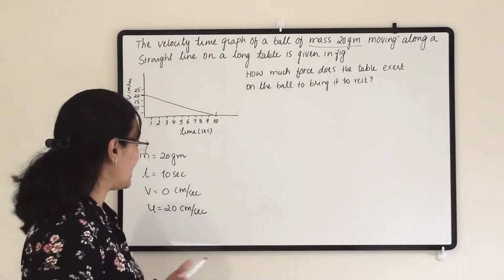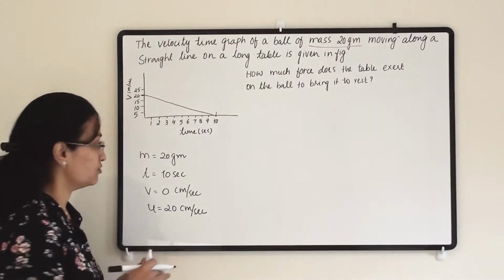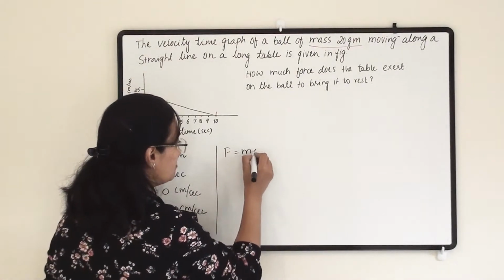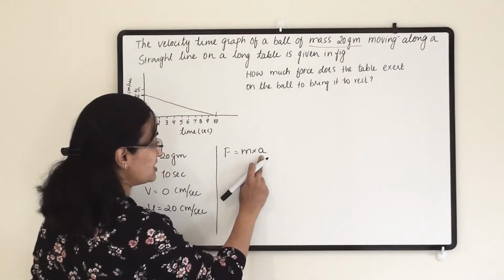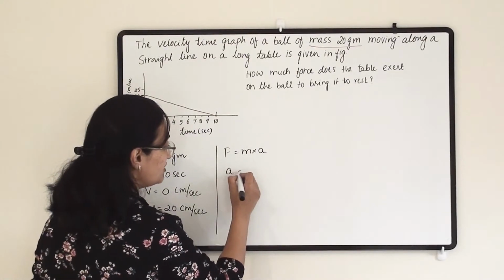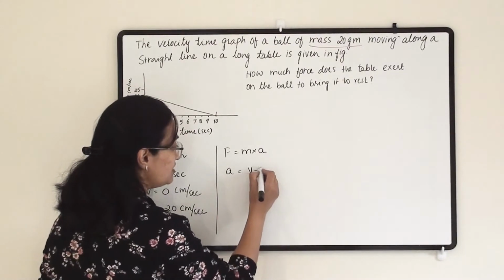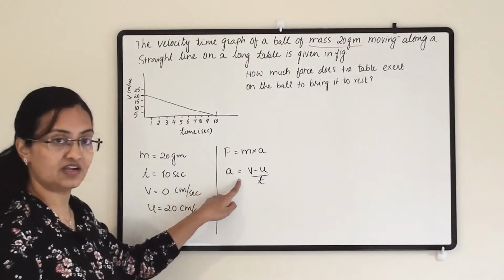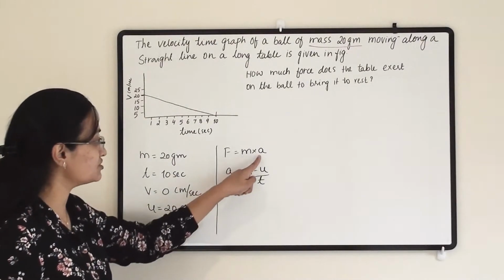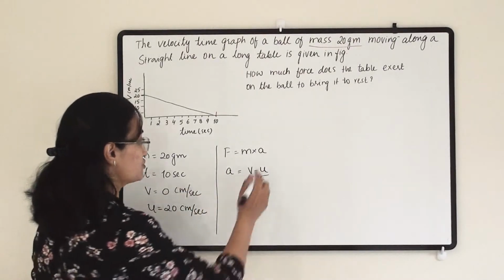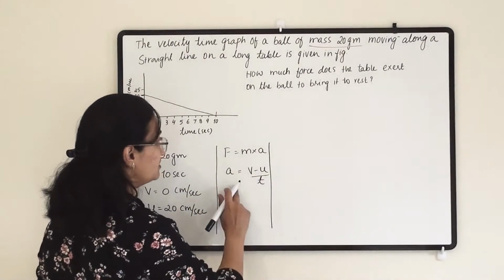Before that we have to find out acceleration, because we have the formula F equals m into a, in which a is necessary. So we have to find out a. For a we are going to use the formula v minus u divided by t. From this formula we will find the acceleration, and that acceleration we will use in the force formula. So let us first find the acceleration.